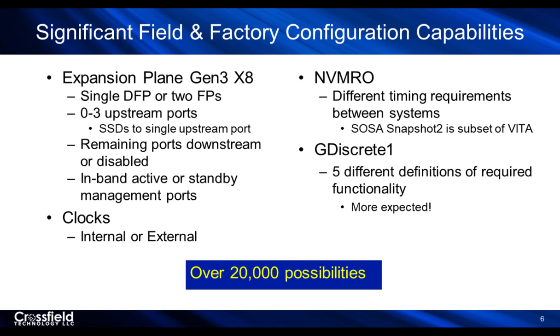NVMRO currently has different timing characteristics between SOSA Snapshot 2 and some of the VITA standards. Which one are you following? Which one does your customer follow is a real question. And so far, we've discovered at least 5 different definitions of G-discrete. All these things combined lead to a component that could have 20,000 different configurations or 20,000 different SKUs. Now, I'm not going to suggest that all 20,000 of them are meaningful, but 20 for sure are meaningful.